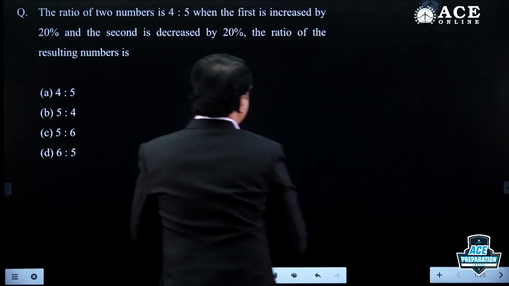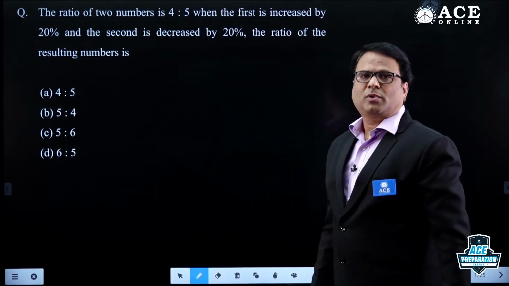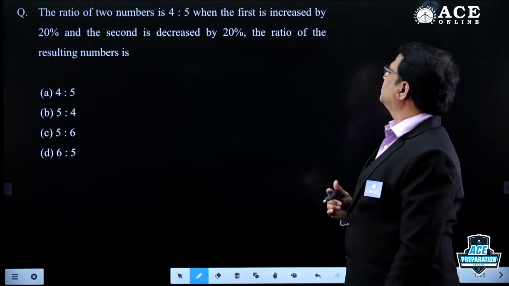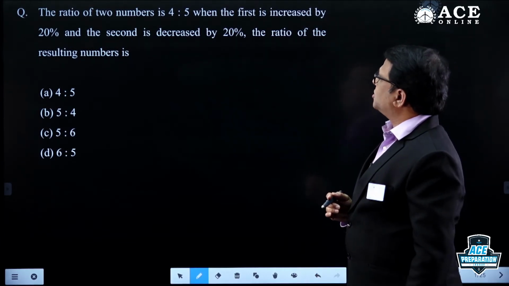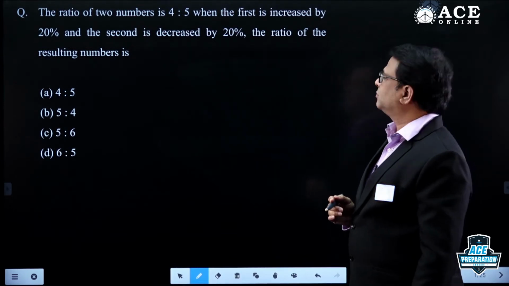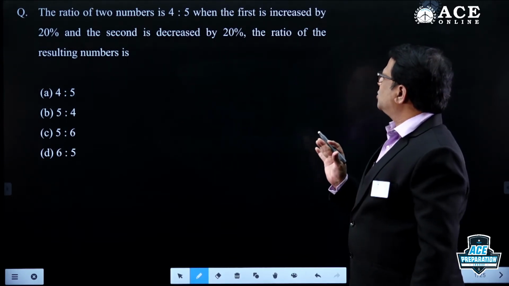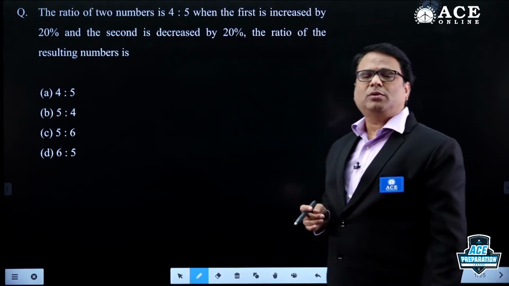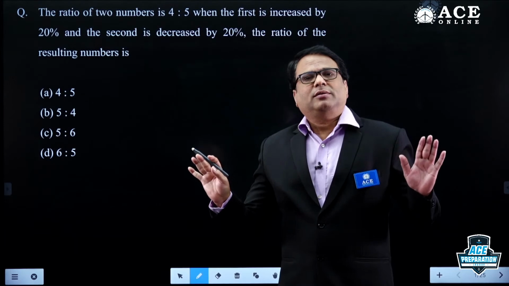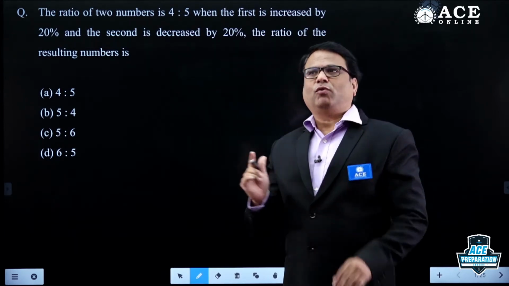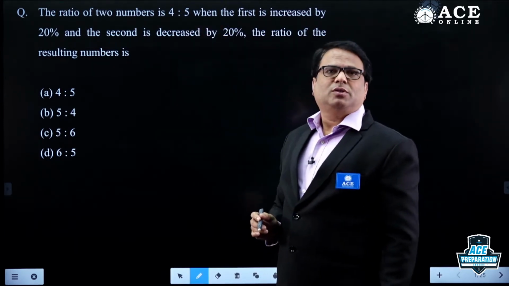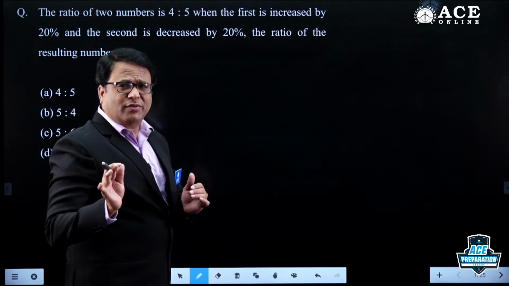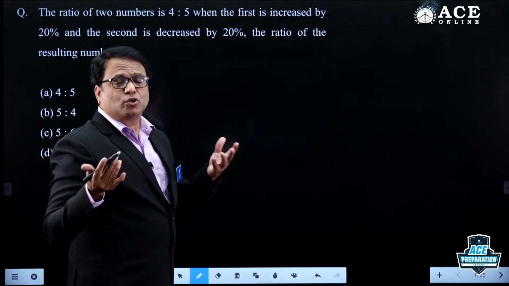Now, look at this question. The ratio of two numbers is 4:5. When the first is increased by 20% and the second is decreased by 20%, what is the ratio of the resulting numbers? Actual numbers are not given, only the ratio 4:5 is given. So what we have to do is assume the numbers.